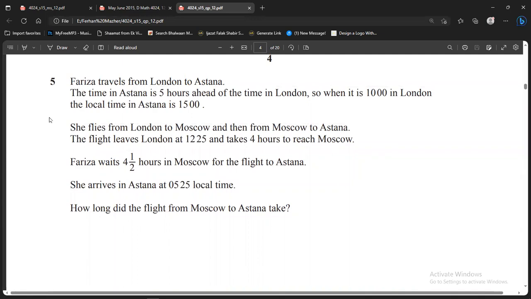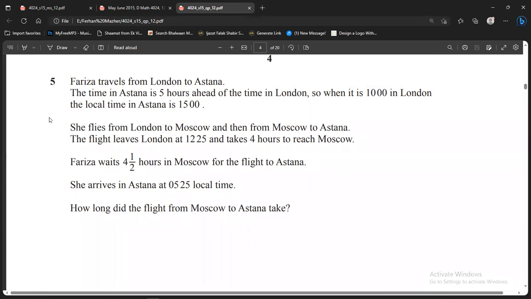Fariza travels from London to Astana. The time in Astana is 5 hours ahead of the time in London. So when it is 10 o'clock in London, the local time in Astana is 1500. She flies from London to Moscow, and then from Moscow to Astana.